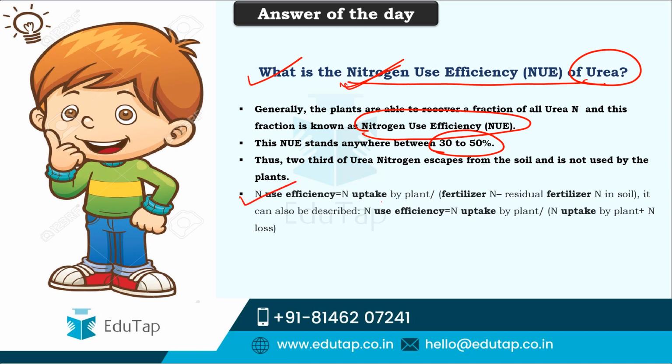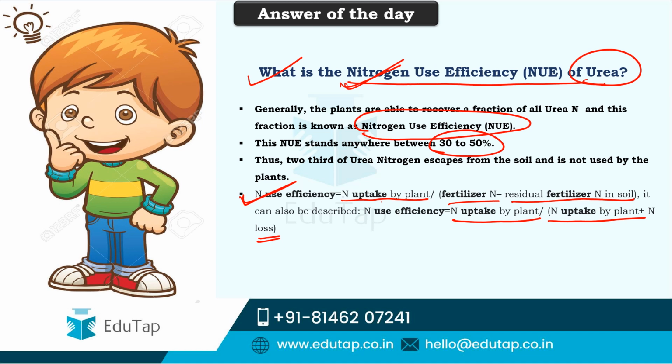The nitrogen use efficiency can be calculated as nitrogen uptake by the plant from fertilizer divided by the total fertilizer nitrogen minus residual fertilizer nitrogen that is present in the soil. Or it can also be calculated as nitrogen uptake by the plant divided by nitrogen uptake by the plant plus nitrogen loss. So this is about nitrogen use efficiency of urea.